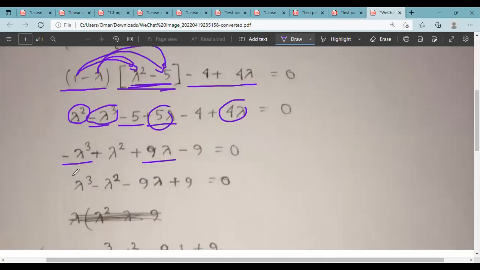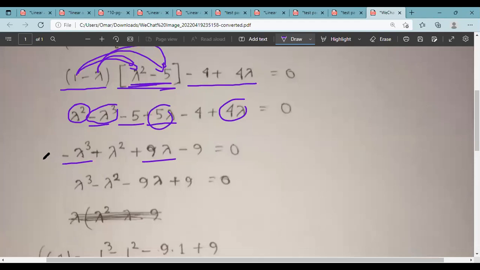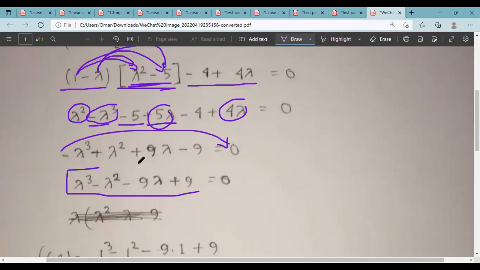So if I factor out minus, then their signs will become reverse, right? Their signs will become reverse. As you see here on the next line, I have factored out minus. And if I take the minus on the right side, 0 multiplied by minus 1 is also 0. So I can get this line, okay?